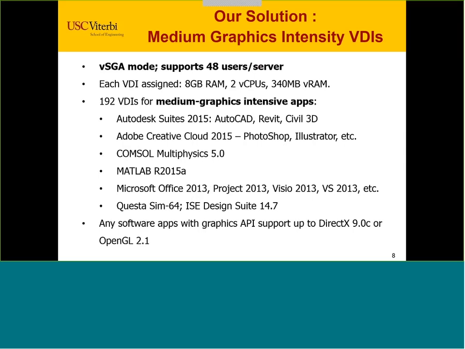It is running, and let me repeat that, is vSGA, supporting 48 users per server. And on each VDI, we assign this type of configuration: 8 gig of RAM, 2 vCPU, and roughly about 340 megabytes of RAM for video buffer. And with 4 servers, we are able to support about 192 VDI. And the type of applications we can support on that is posted right there.